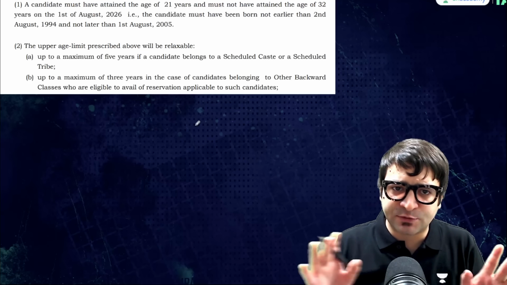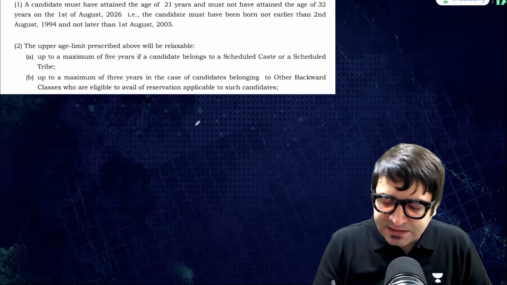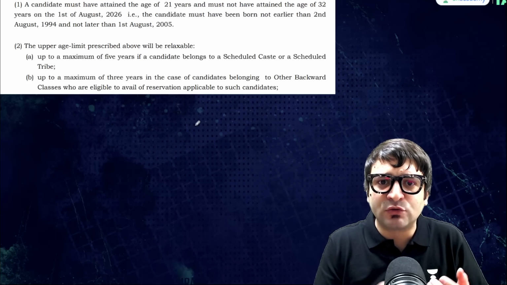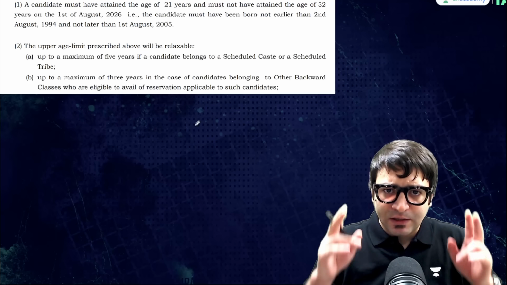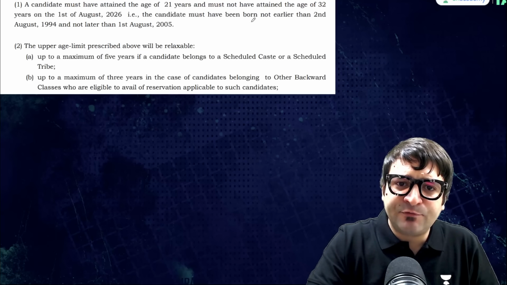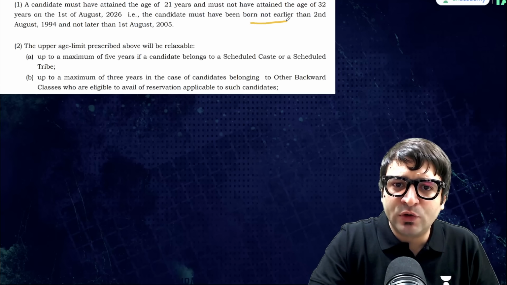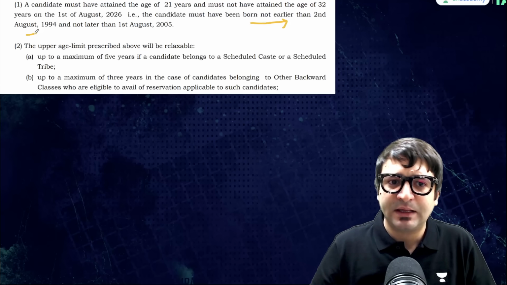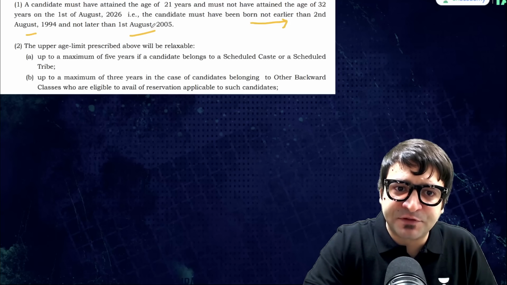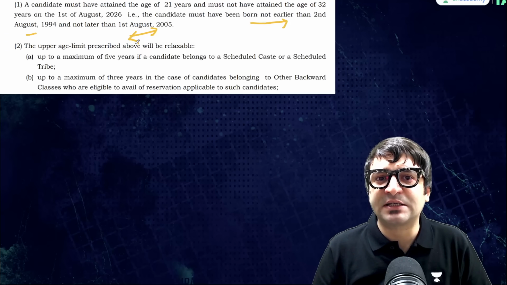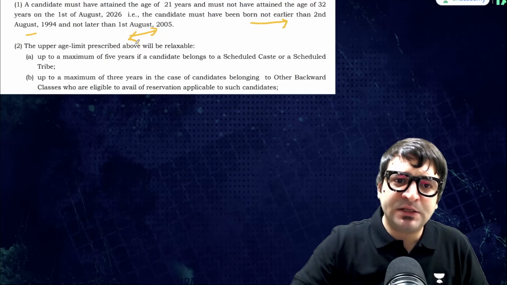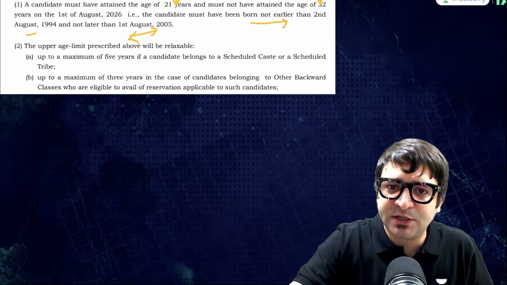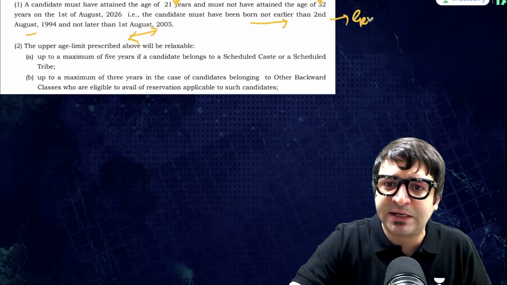The age limit, there has been no change. And sometimes candidates are often confused as to whether we are eligible to apply for this examination or not. What you need to understand is, if you are a candidate who is born after 2nd of August 1994 and not after 1st of August 2005, you are eligible, which means you have to be minimum 21 years of age, maximum 32 years of age if you belong to the general category.